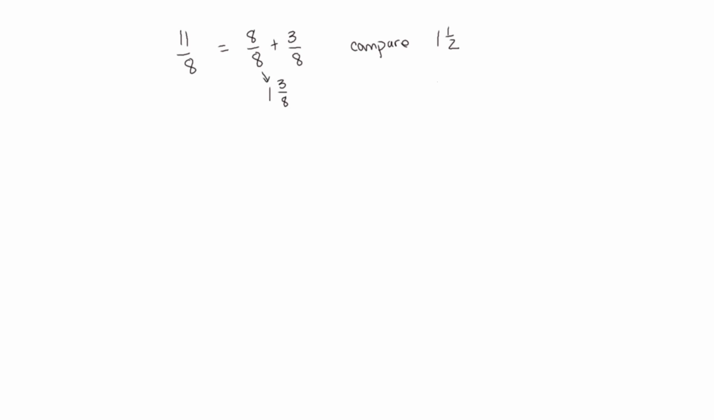And we know that 1 1/2 is equal to 1 4/8. So if our fractional parts are divided into the same number of equal sized pieces, if we have 3 pieces, we have less than if we have 4 pieces. Therefore, 1 3/8 would be less than 1 4/8, or 11/8 is less than 1 1/2.